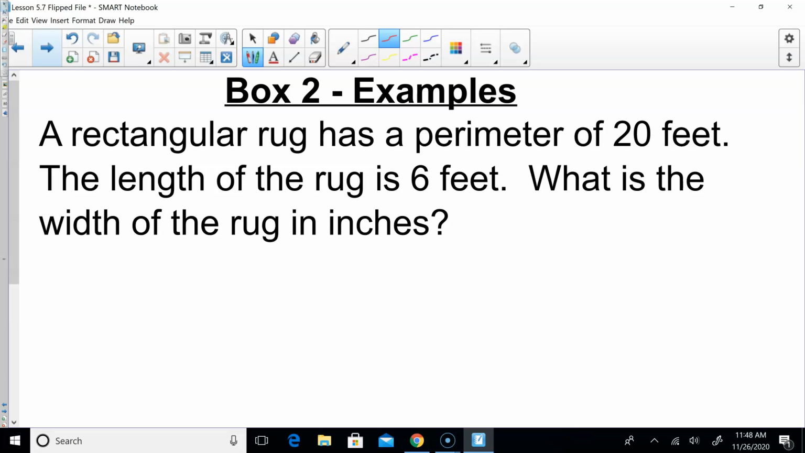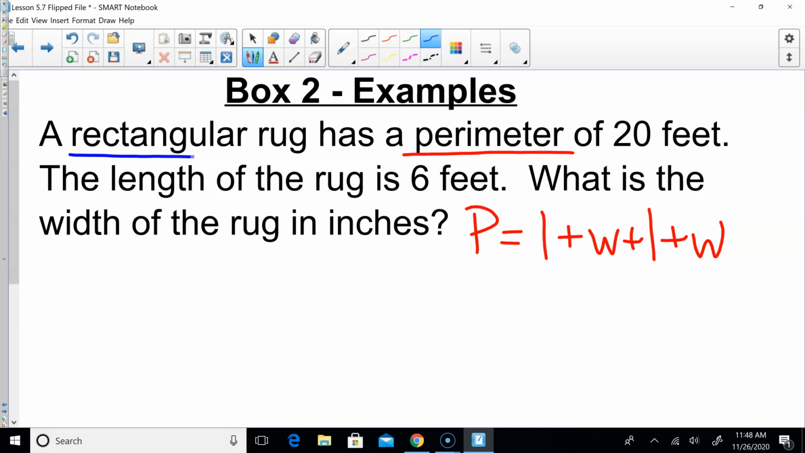So the rectangular rug has a perimeter. All right. So I think I'm solving a perimeter problem. Perimeter equals length plus width plus length plus width. I'm going to check this time. Notice I see a rectangular rug, not a square, so they don't have the same length, I guess.